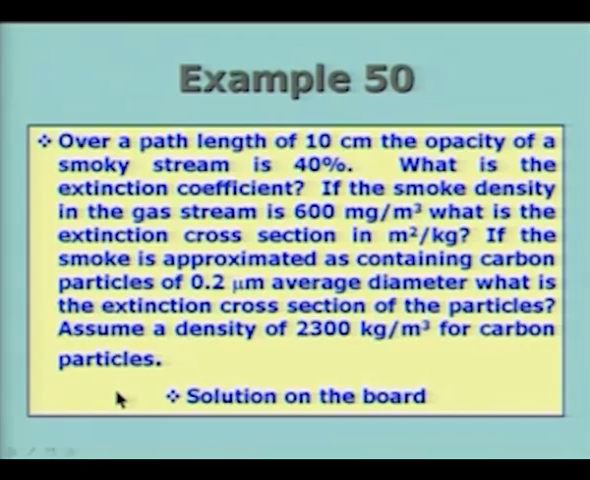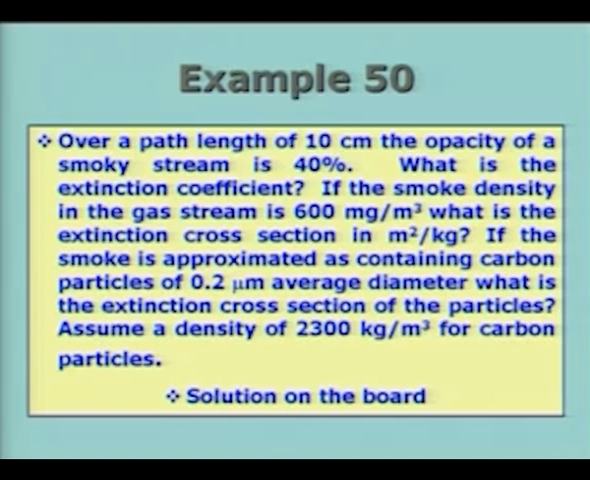We have a path length of 10 centimeters, and if you remember the opacity measurement, we have a light emitting diode as a source of light and a photodiode or a photo detector as a detector for energy transmitted across a path length. And as you remember, the radiant energy is going to be absorbed and possibly also scattered because of the presence of the particulate matter. So, we are interested in looking at what happens when you have such a situation. So, we have a 10 centimeter path length and the opacity of a smoky stream is given to be 40%. This is from measurement. So, we would like to find out what is the extinction coefficient corresponding to this 40% opacity.